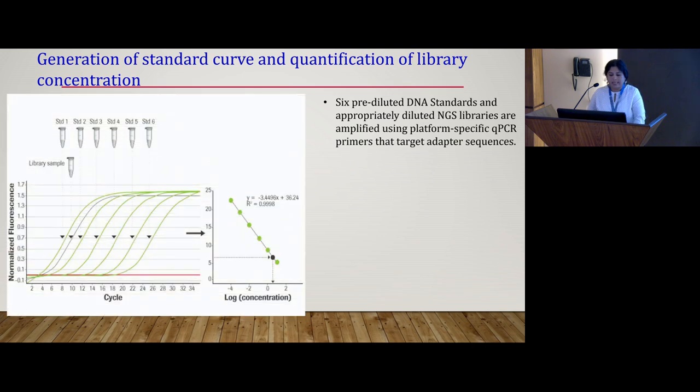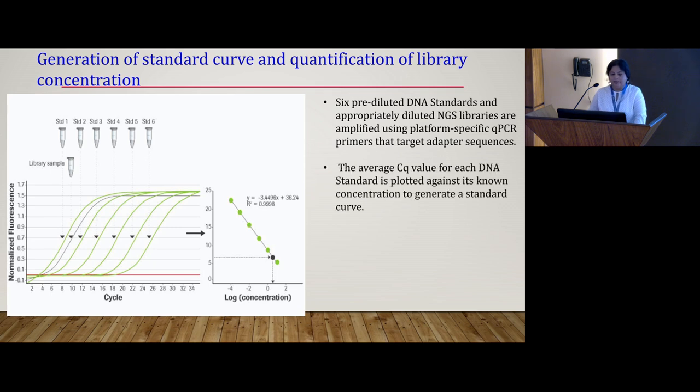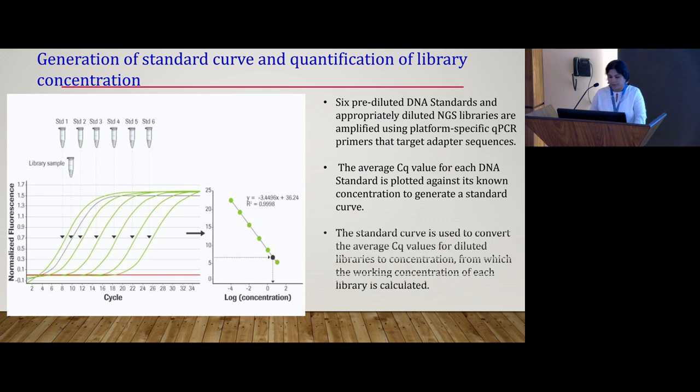So the six pre-diluted DNA standards and appropriately diluted NGS libraries are amplified using a platform specific qPCR primer that targets the adapter sequences. The average cycle threshold value of each DNA standard is plotted against its known concentration to generate a standard curve. The standard curve is used to convert the average cycle threshold value for the diluted libraries to a concentration, from which the working concentration of each library is calculated.